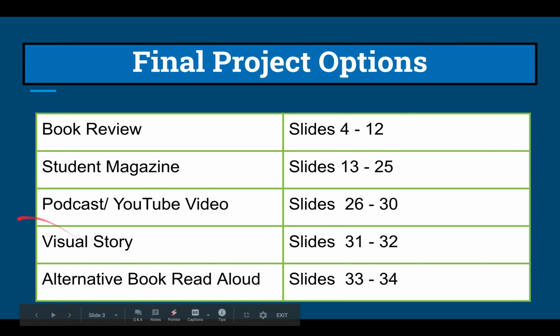You will have a visual story option, and those are slides 31 to 32. There aren't a ton of resources that I've laid out for you. This is more like a very creative option, so I'm kind of leaving this up to you. I don't want to be very strict on what I expect, but I'll go over the rubric with you. And then this last one is an alternative book read aloud, which is 33 to 34. Again, pretty self-explanatory, but we will go over each option and rubric so you have a full understanding of what is expected of you.